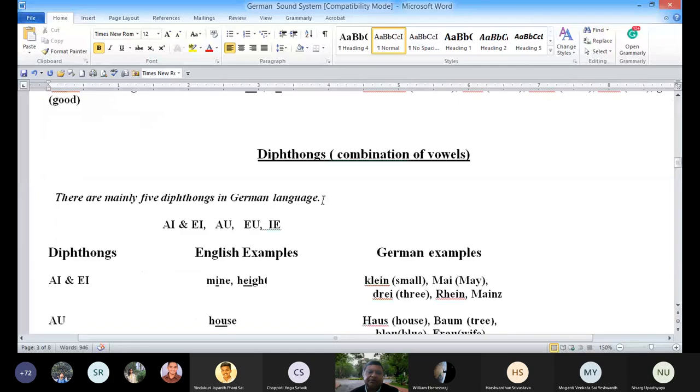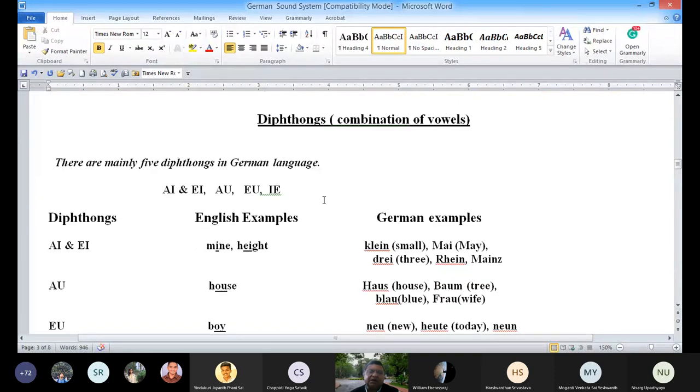Okay, so now I proceed to the next part, called diphthongs. Diphthongs means combinations of vowels. You have just seen that there are 5 vowels, A, E, I, O, U. If you combine 2, there might be several combinations, but we have a fixed number of diphthongs, and they are 5: AI, EI, AU, EU, and IE. So only these 5 combinations are possible.